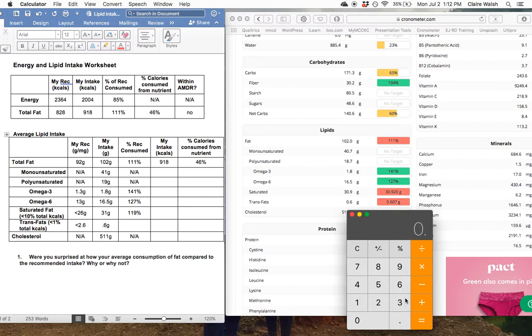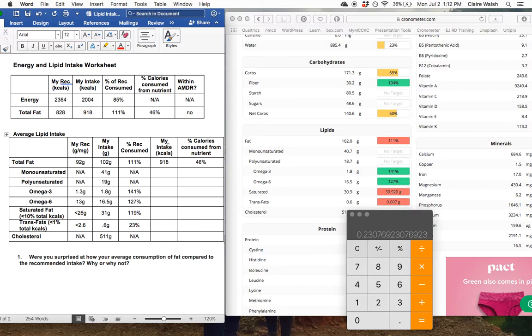All right, so now we're going to look at trans fat. So I consumed 0.6 grams. My recommendation is 2.6 or less. So we get 0.23, move that decimal point over. I consumed 23% of the recommended trans fat for the day. Since we know the recommendation is less than 2.6, and I consumed 0.6 grams, we know that that number looks about right.